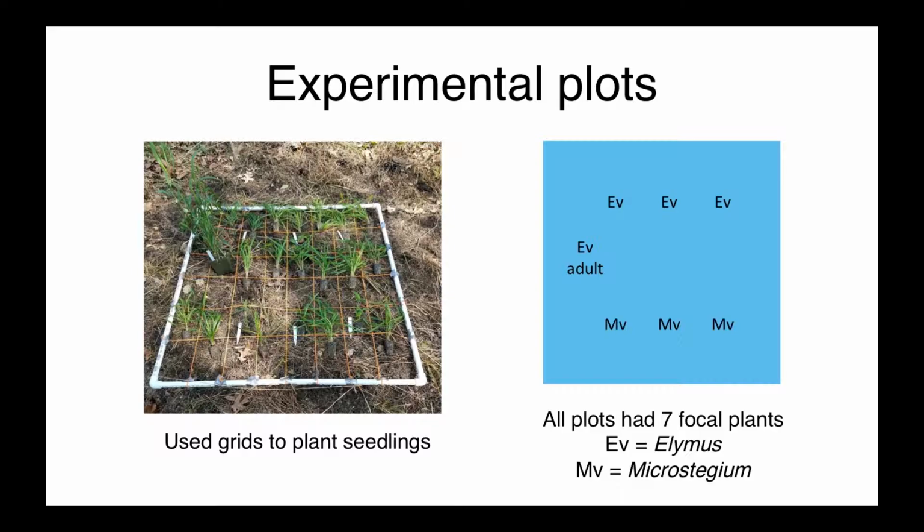And in the plots, we used PVC grids to lay out different combinations of seedlings that were grown in the greenhouse at Indiana University. So in every plot, we have 3 Microstegium seedlings, 3 Elymus seedlings, and an Elymus adult that we got from a nearby site. The reason that we include Elymus as an adult is because it's a perennial, and so its competitive tolerance might be better as a perennial than it is as seedlings.